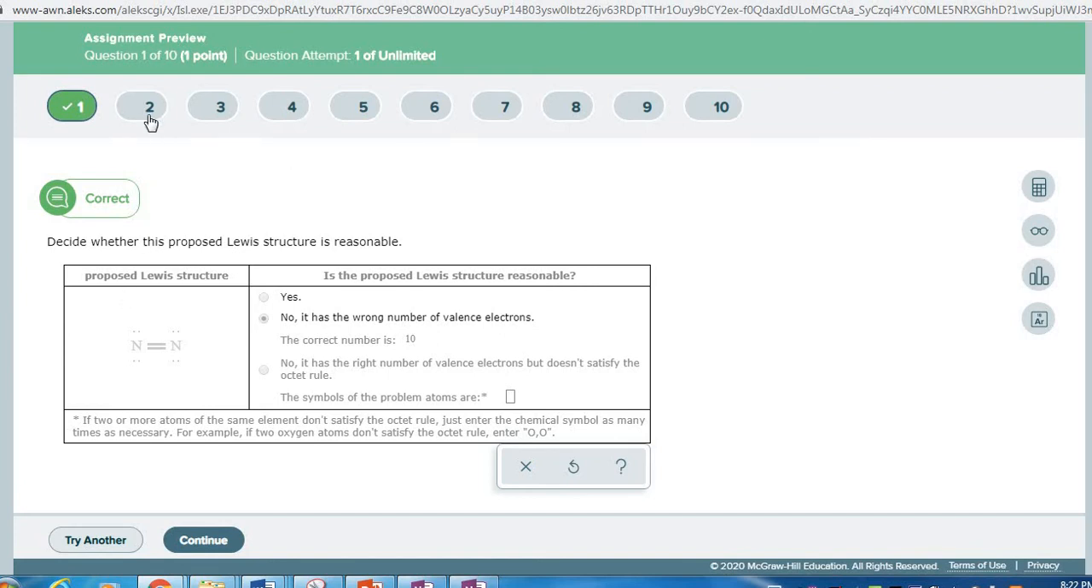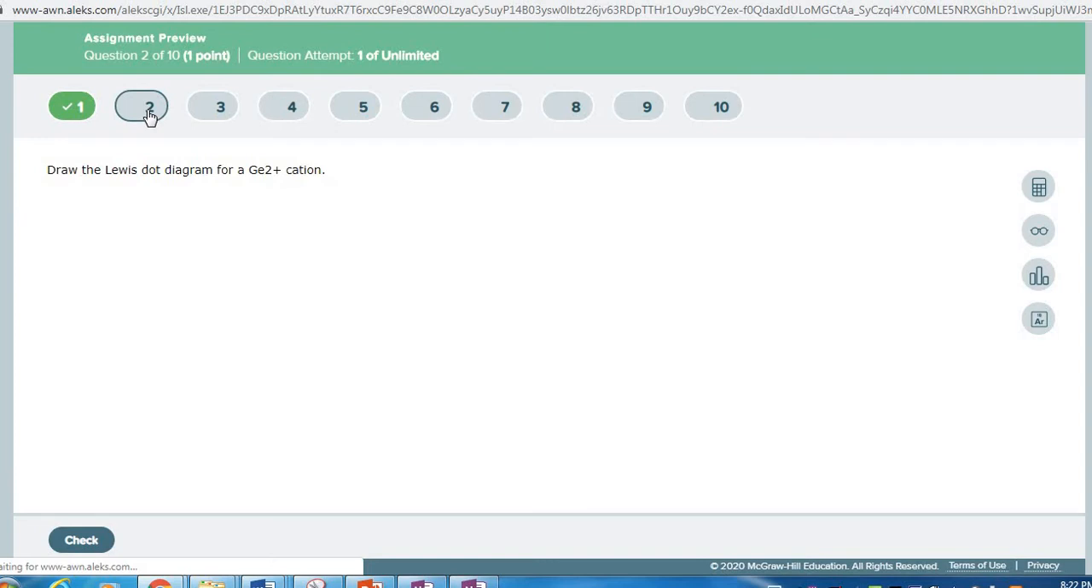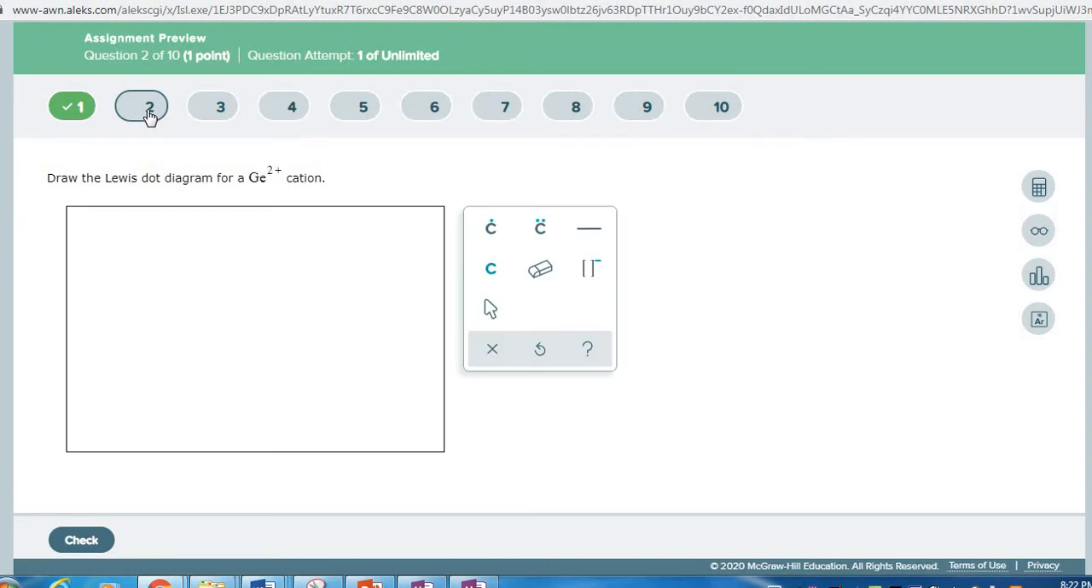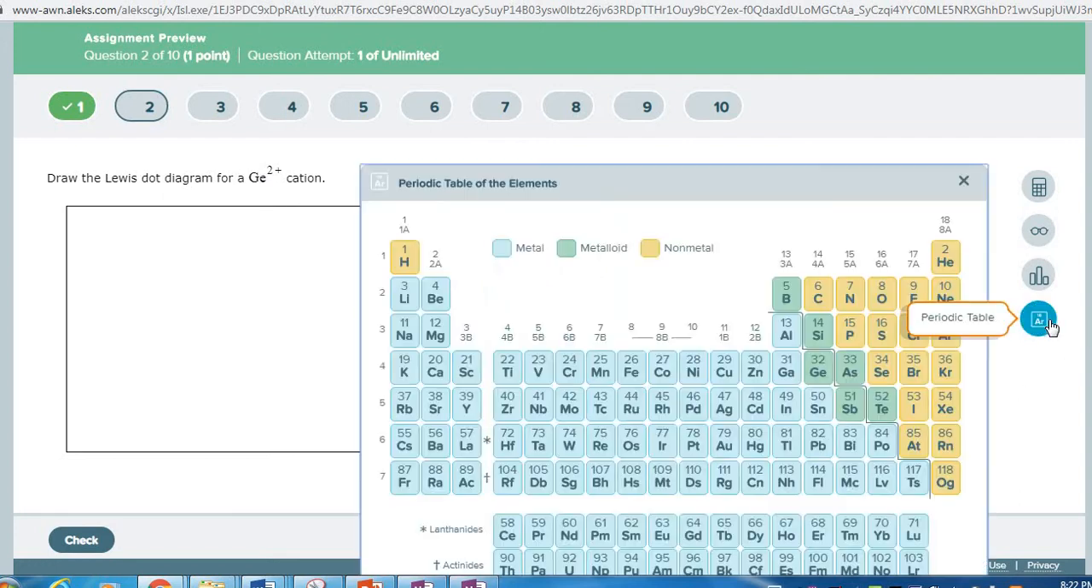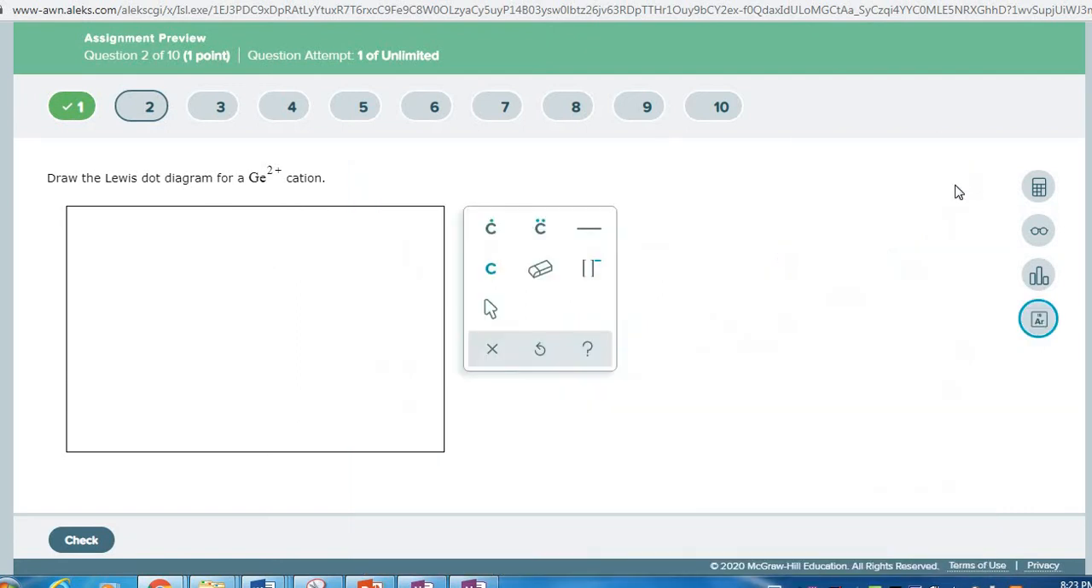That's not too hard. Let's go to this second question that it's asking us. Draw the Lewis dot diagram for the Ge2+ cation. Okay, so this is germanium right here. So let's look at our periodic table. Okay, here's germanium right here. It has, let's count them, 1, 2, 3, 4 valence electrons. It has 4 valence electrons. Okay, but it's lost 2 of them.